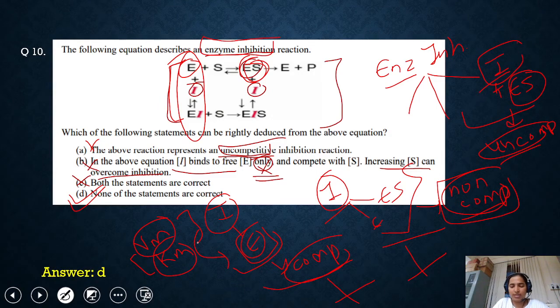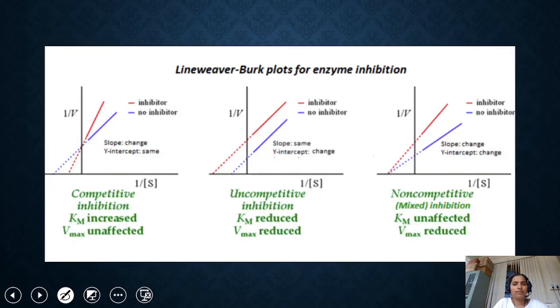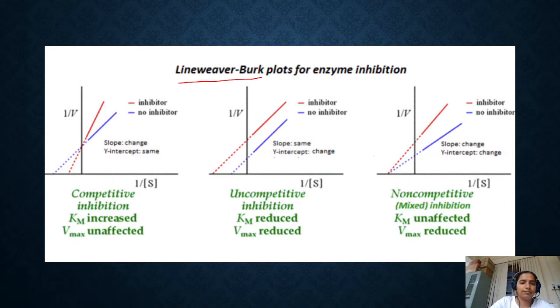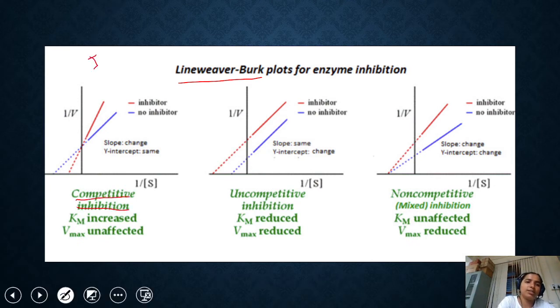The answer to this question is D, which we have already discussed. Now, the Lineweaver-Burk plot for all three types of inhibition. This is really important, that's why I am discussing it again. First one is competitive inhibition, where I is reacting with the enzyme, competing directly with it. So what will happen when we draw this curve, 1/V against 1/S, for the Michaelis-Menten equation?